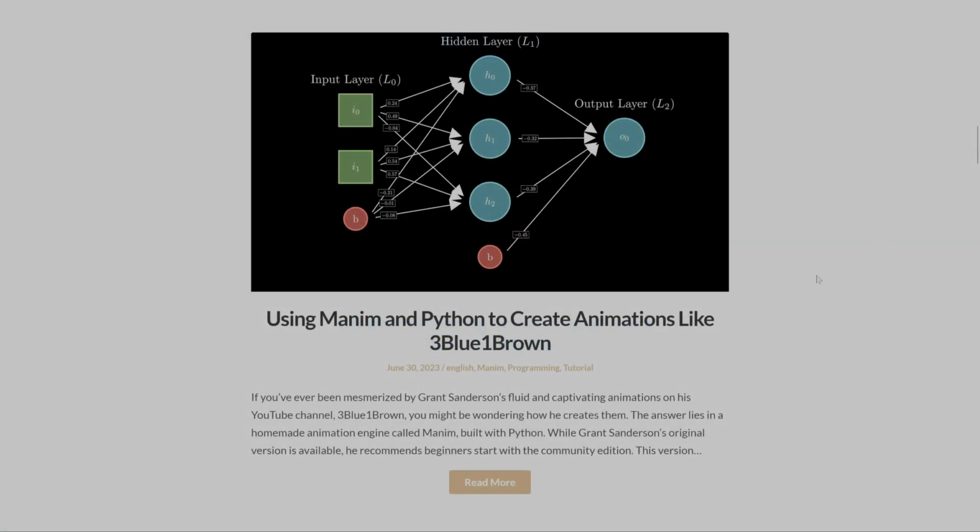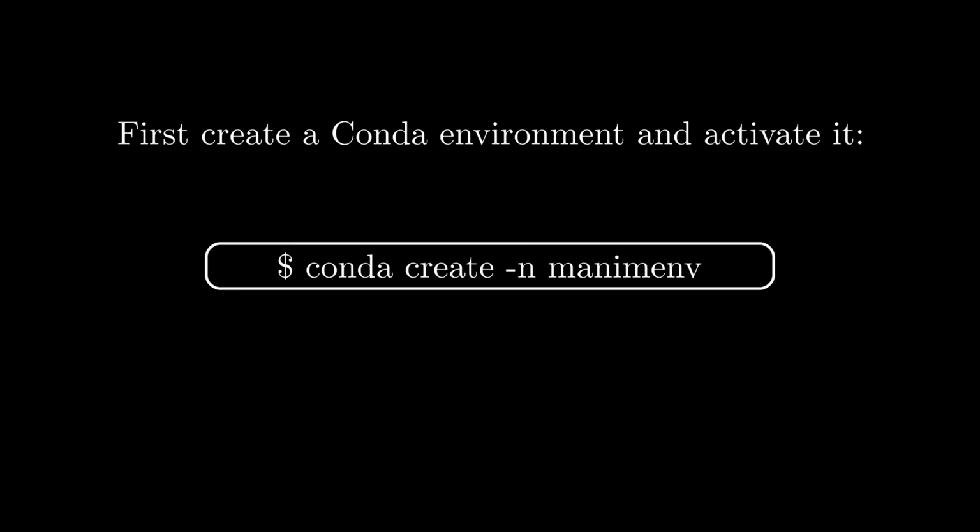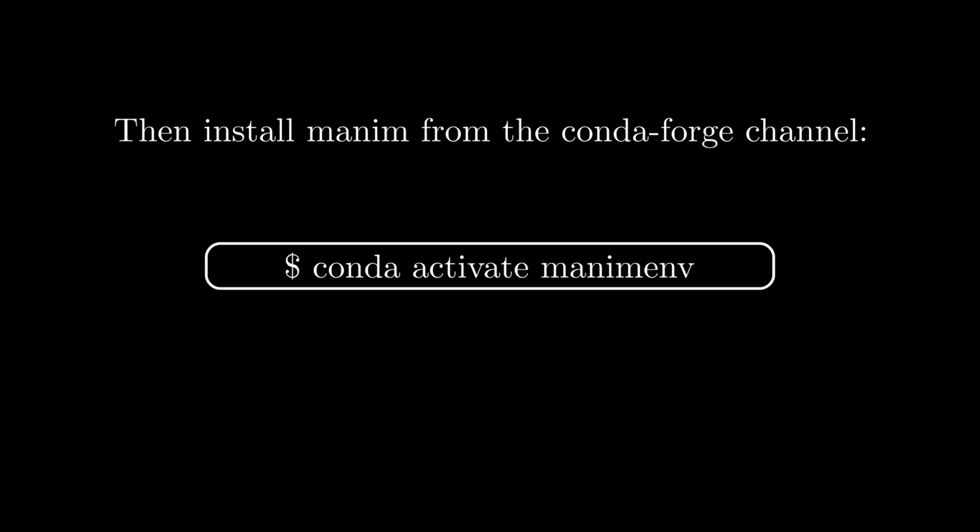I also wrote a blog post about Manim on my blog, and it includes a link to the Jupyter Notebook in this video. Before we begin, let's install Manim using Conda. This will automatically install dependencies such as ffmpeg and pycairo. However, you'll still have to install LaTeX separately, and I recommend installing the full package.